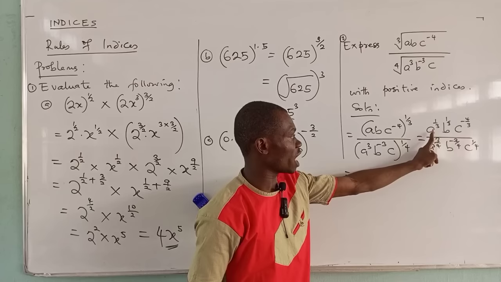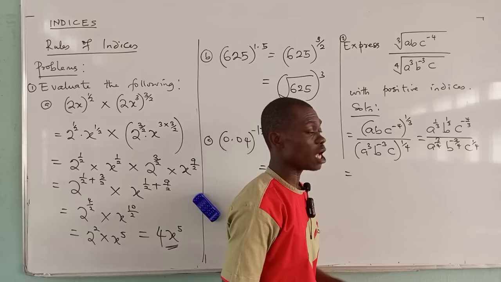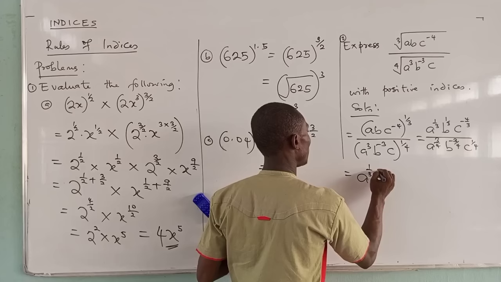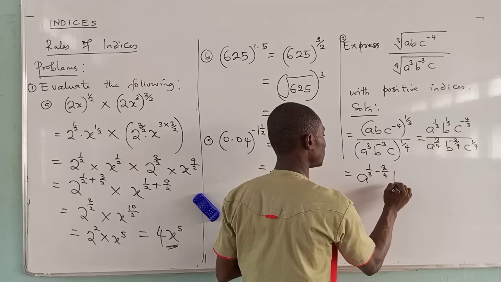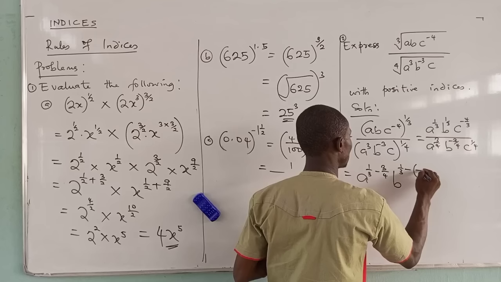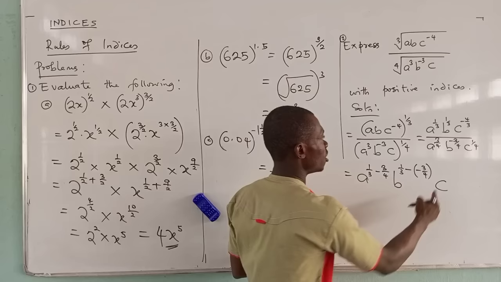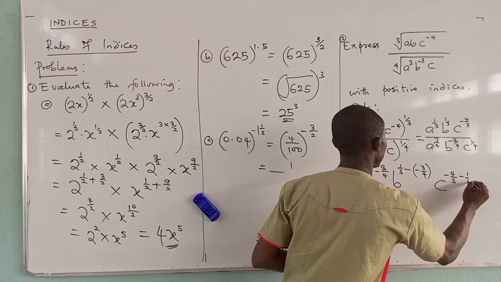I have a divided by this, this divided by this, this divided by this. So I'm going to apply that now. And if I do, I'm going to have a raised to power 1 over 3 minus 3 over 4, because there is a division of a raised to power 3 over 4. Then times b raised to power 1 over 3 minus, also now, but the power of this one is negative, then that is another minus 3 over 4. And then c times c raised to power minus 4 over 3 minus 1 over 4.